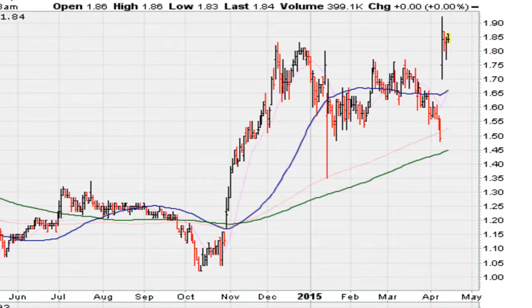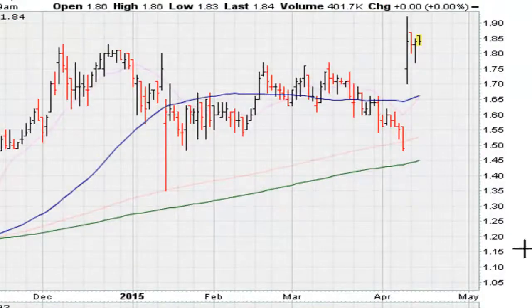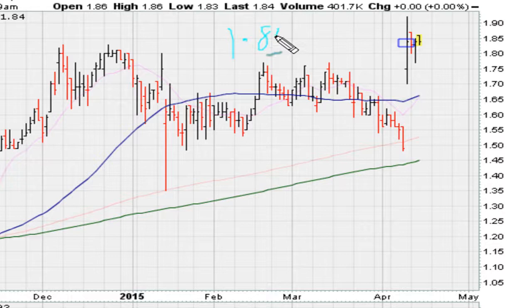What is interesting is if we take a look at the 6-month daily view, the stock closed here at 1.84, which is 1 day of rest, and then on the next day it was down. On day number 3 it closed again at 1.84. So the question is, is that 2 days of rest? And the answer is yes.